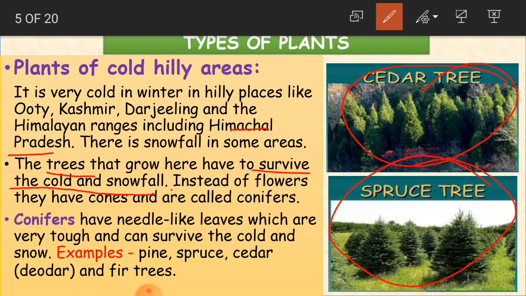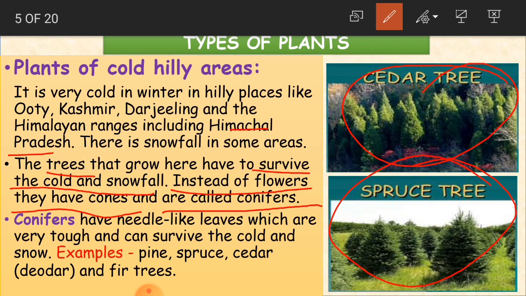Instead of flowers, they have cones and are called conifers. We cannot see flowers on the trees here because of so much coolness and snow. Even for flowers, summer is the best season, because of the sunlight we get many more blooms. But because these areas are cool, we cannot see flowers, but they have cones.